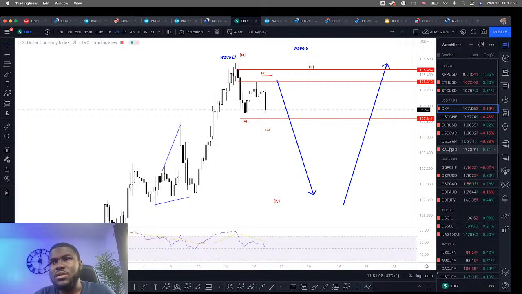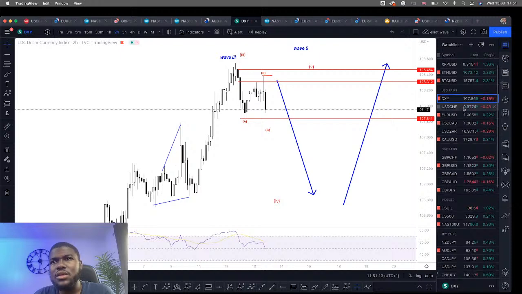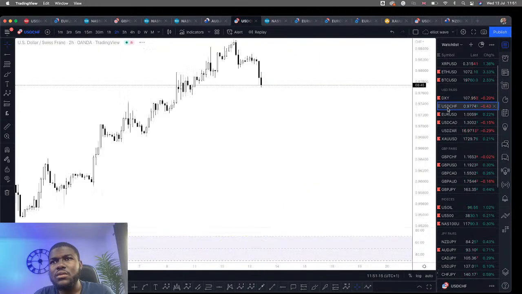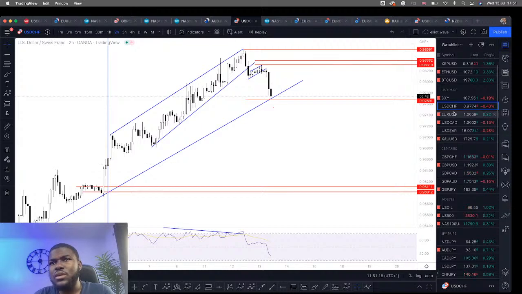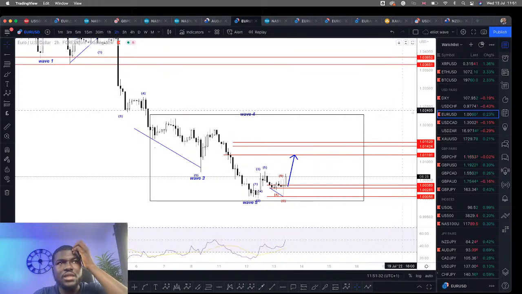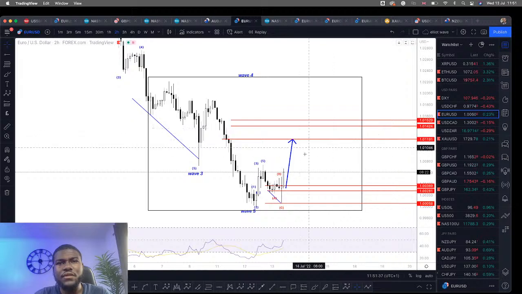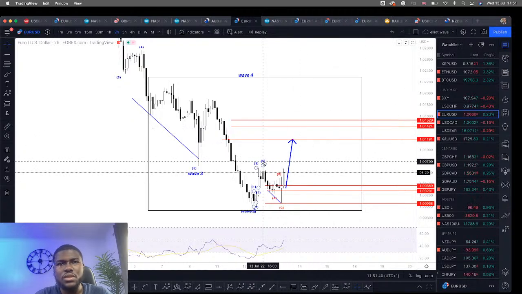So that's it. We've analyzed the DXY, we've concluded a position on USDCHF, and we have looked at Eurodollar also. Here is the 2-hour time frame analysis of Eurodollar. Can you see? Perfect, so nice. It looks so nice.